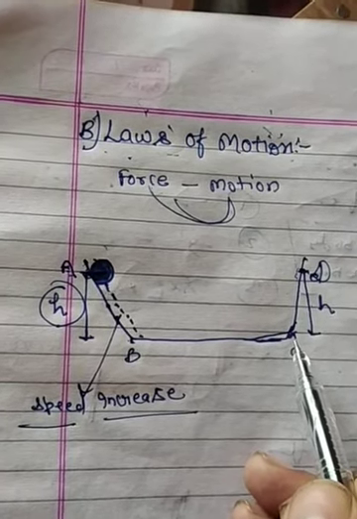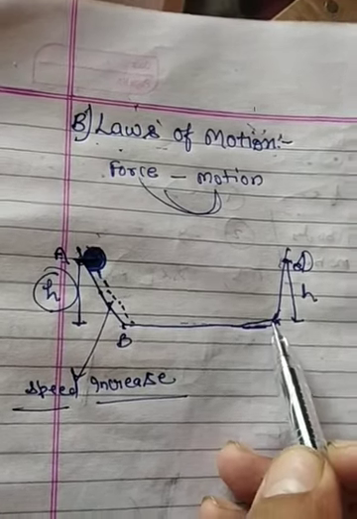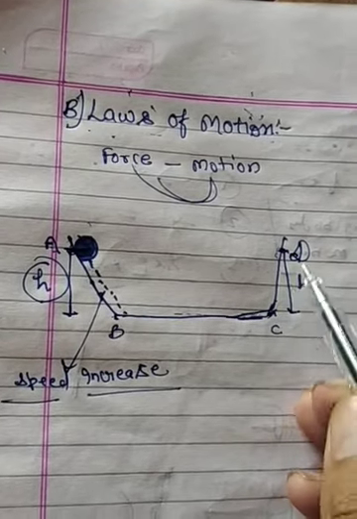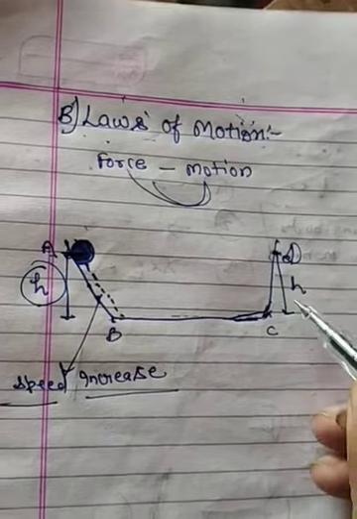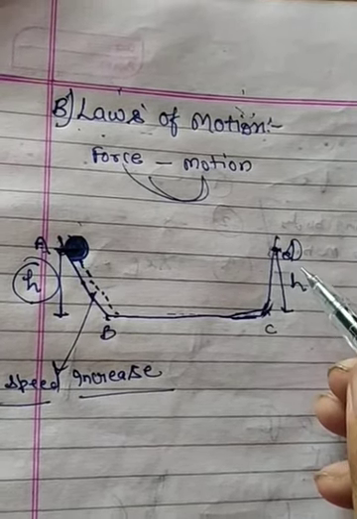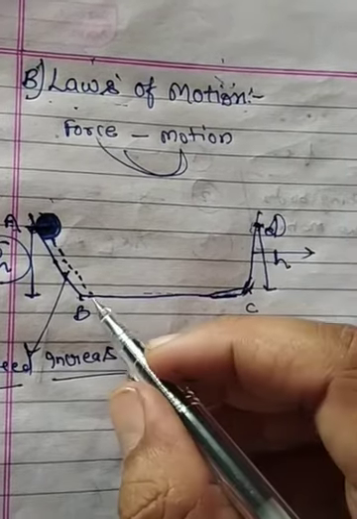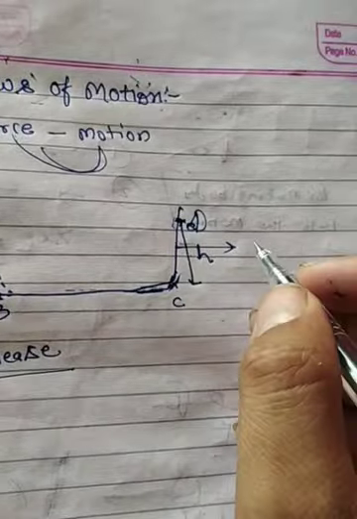And then the ball rolls up the inclined plane C to D. On this side, as the ball moves from C to D, the speed of the ball will decrease.